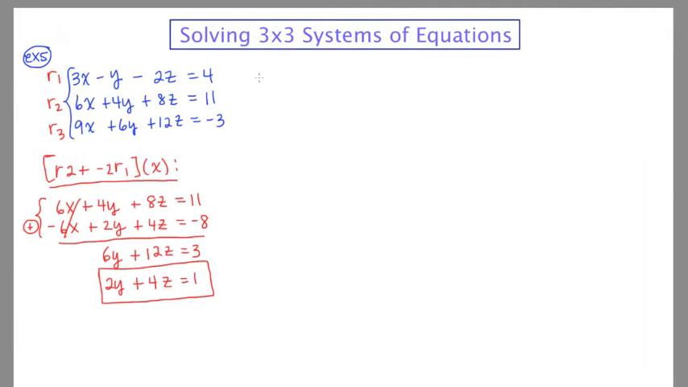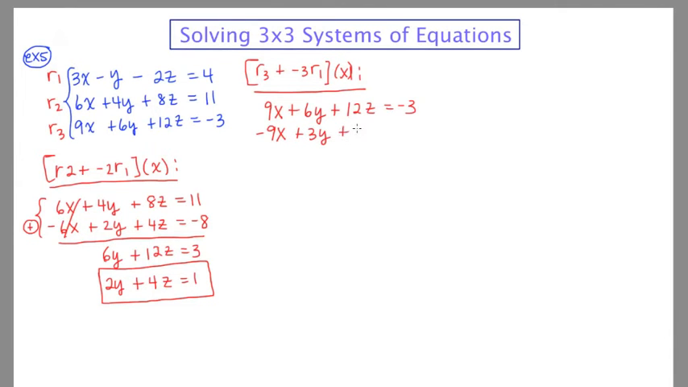Now, because I eliminated x, I want to continue to eliminate x, but I have to use two different rows. So what I think I'm going to do is row 3, and then I'm going to do plus -3 times row 1, and this will also get rid of x. So row 3 is 9x plus 6y plus 12z is equal to -3, and then I have to multiply -3 times every element in row 1, which would be -9x plus 3y plus 6z is equal to -12.